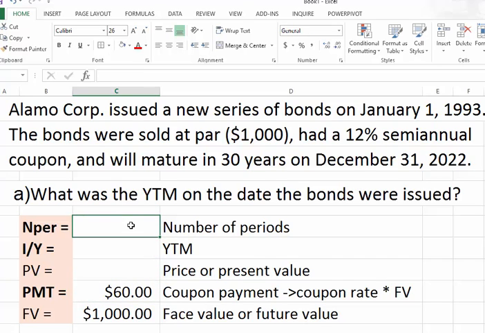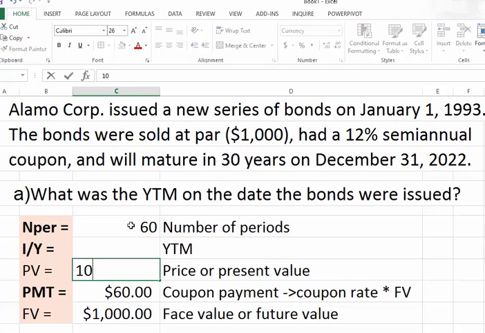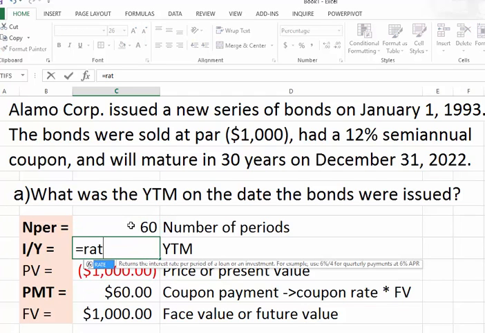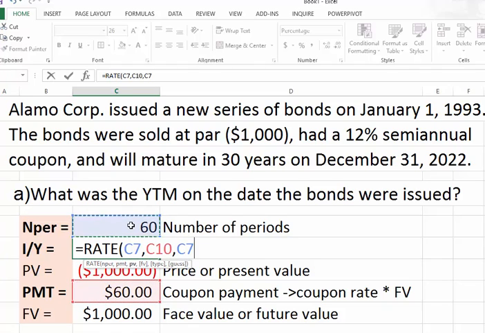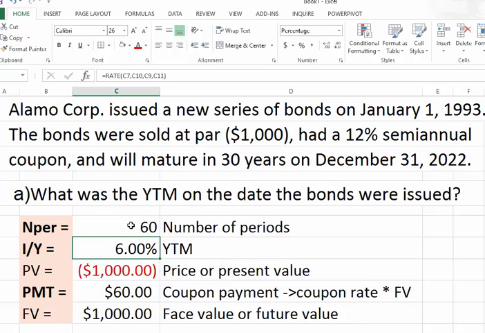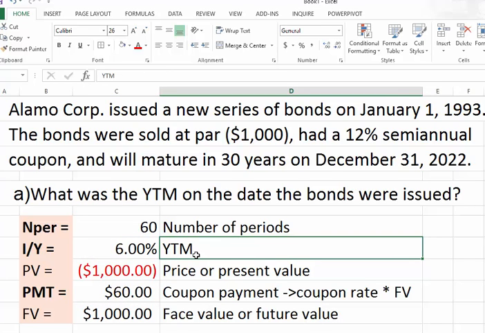Then the number of periods is 30 years when the bonds were first issued, and we have to multiply this times 2 because we have twice as many semi-annual periods in 30 years. The bonds were originally sold at par, so we put a negative 1,000 and then solve for rate. As you can guess, the bond sells at par, or the present value is the same as the future value, so the rate will be the same as the coupon rate. So the yield to maturity would be 6%.